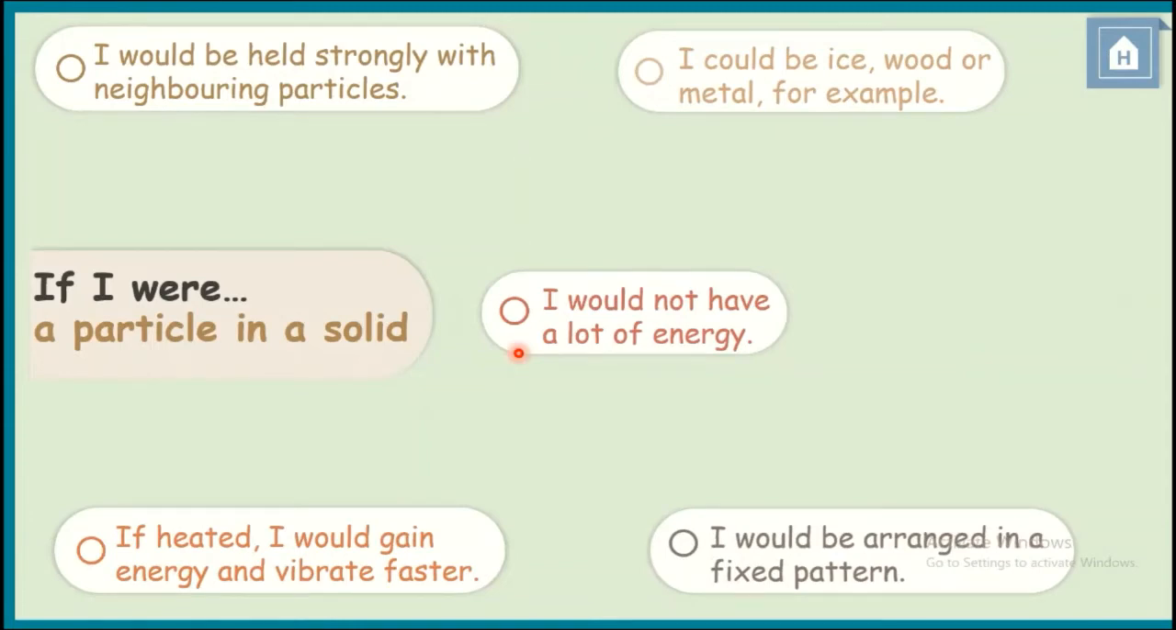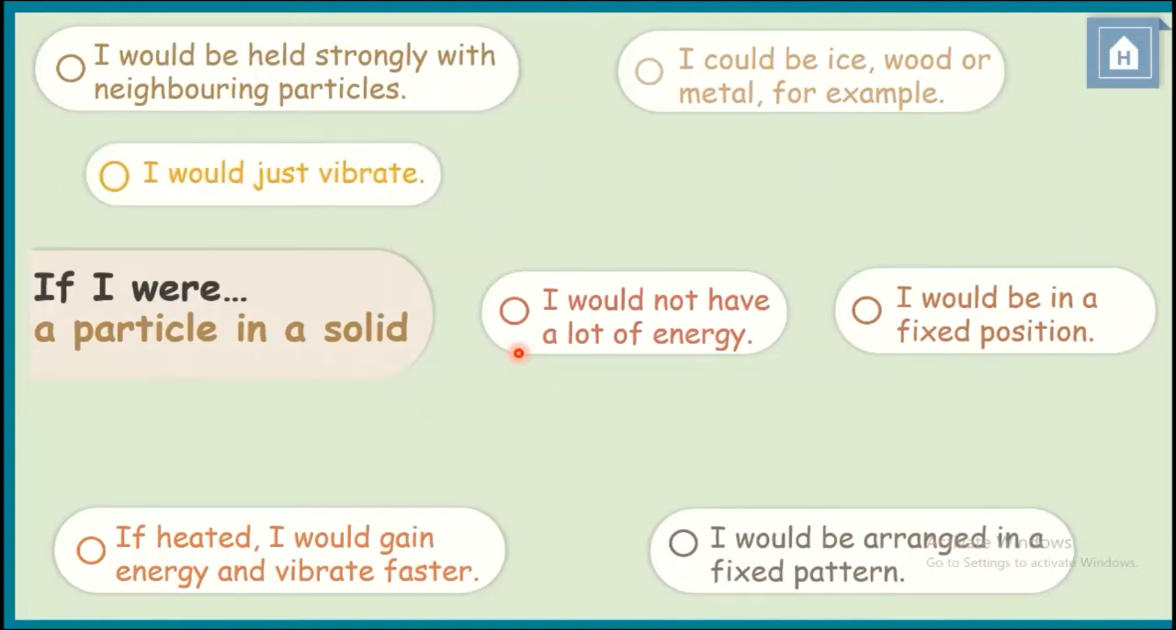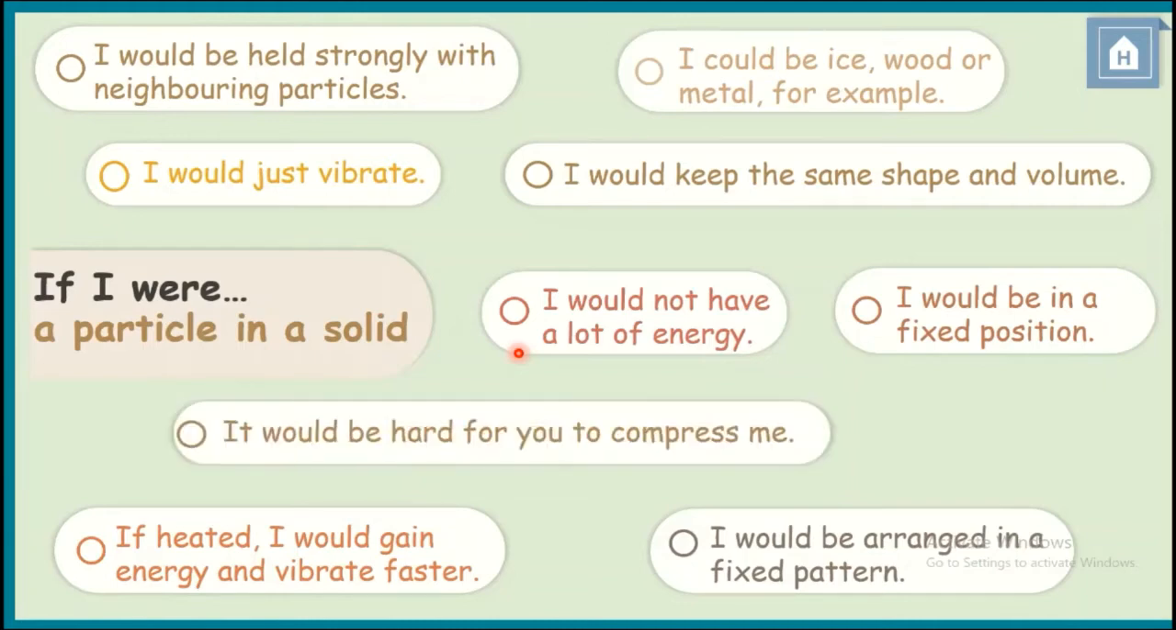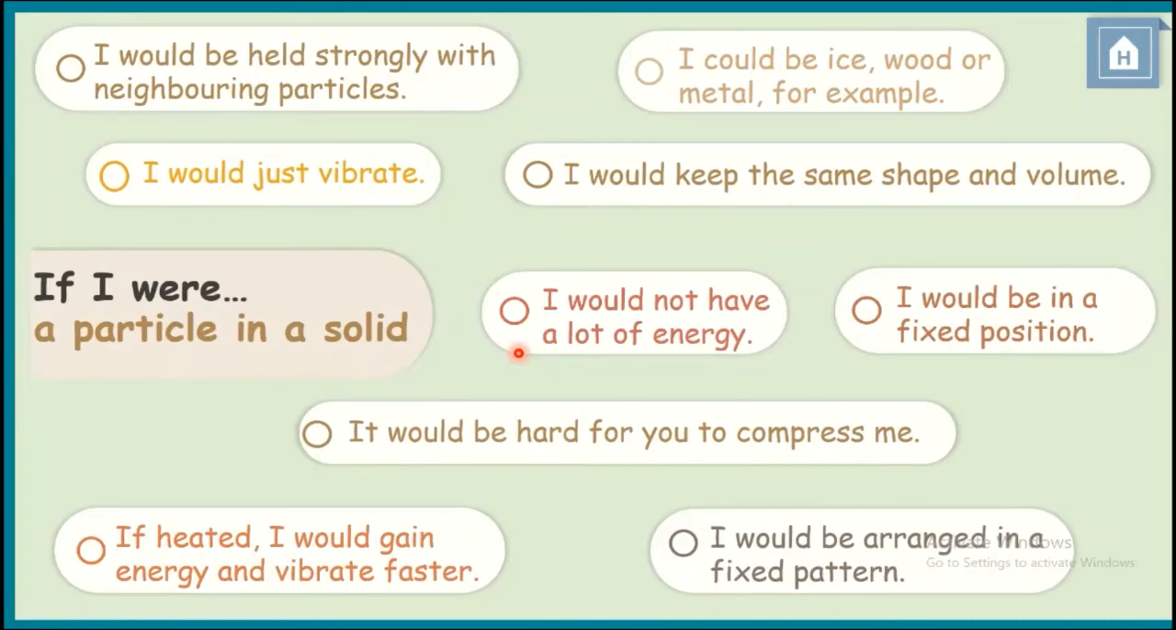I would be arranged in a fixed pattern because all the particles would be very close to each other. I would be in a fixed position. I would just vibrate, so all the particles would vibrate on their axis. I would keep the same shape and volume. Why? Because the particles of the solid hold each other with very strong attractive forces. It would be very hard for you to compress me.